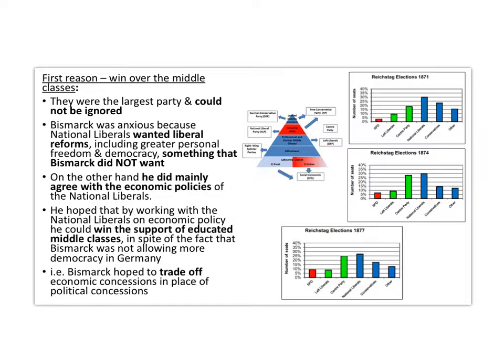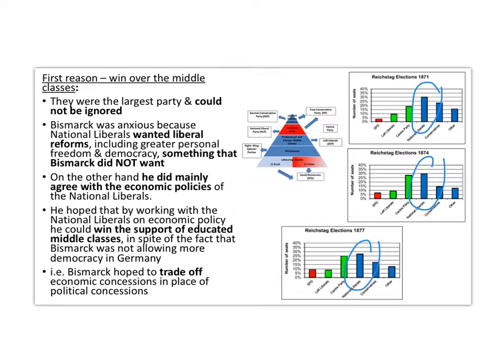So, again, you need to be able to articulate this in the examination. And there's more than one reason. The first reason, he needs to win over the middle class. They're the largest party. It always comes back to politics. Okay, certainly in 1871, and in 1874, and in 1877. Well, the situation did change as we moved into the 1880s, but he couldn't ignore them.